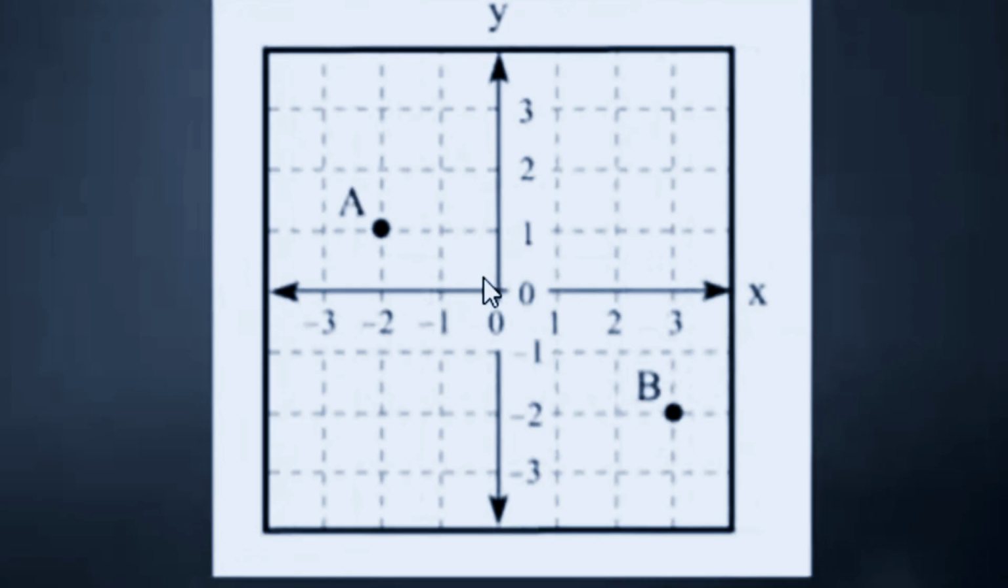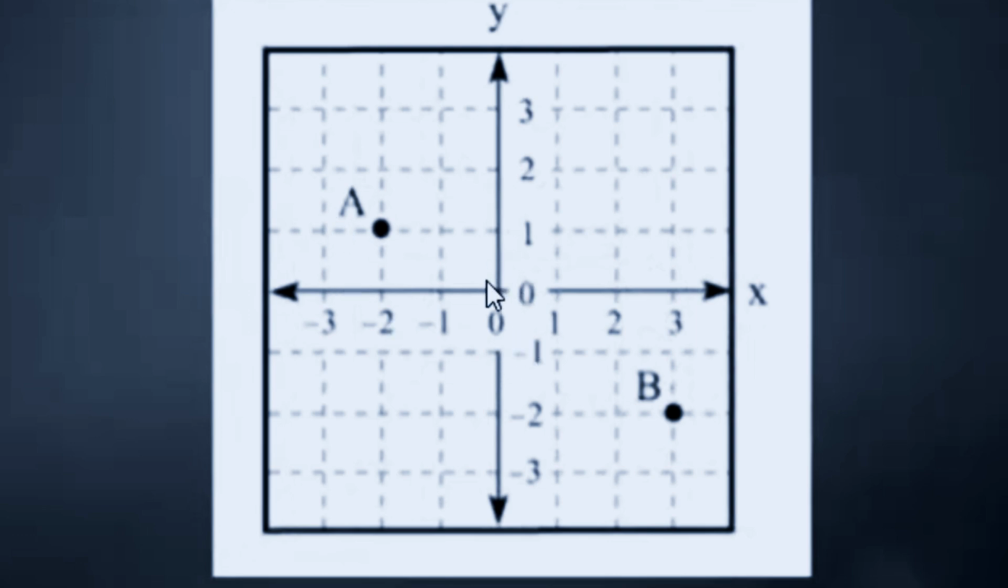Okay. So you always want to start at the origin and then count 2 spaces to the left along the x-axis and 1 space upwards. So we've already established that this is where point A is. And then to find point B, you want to start at the origin and count 3 spaces to the right and 2 spaces down. Okay, so things to keep in mind.